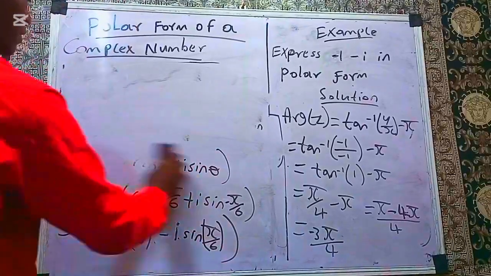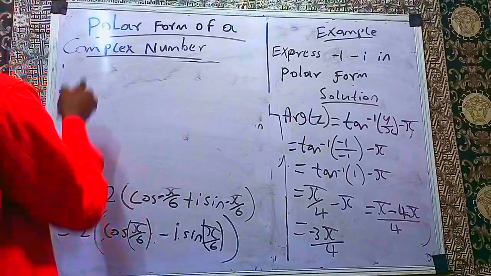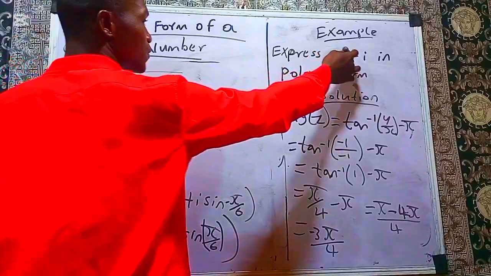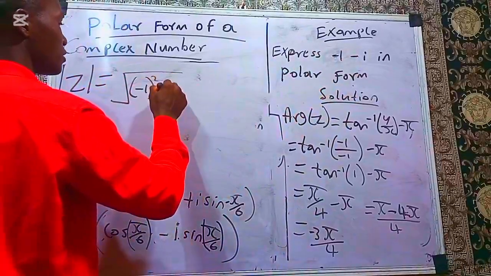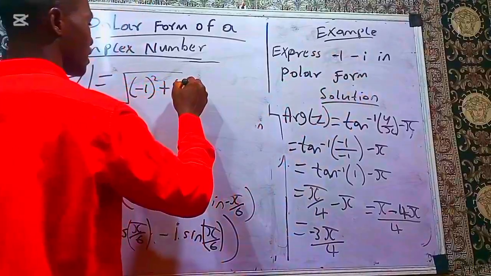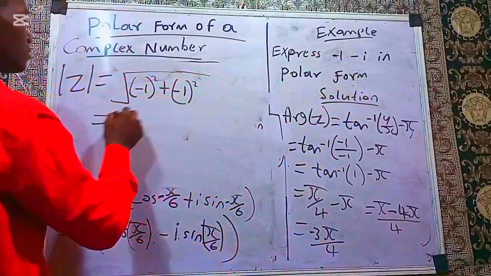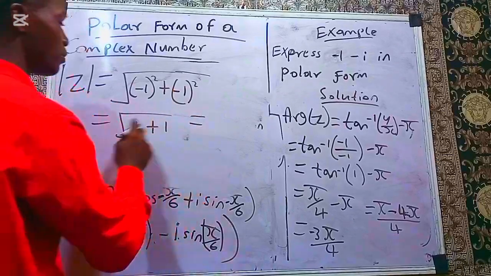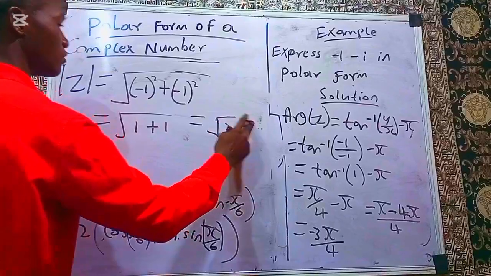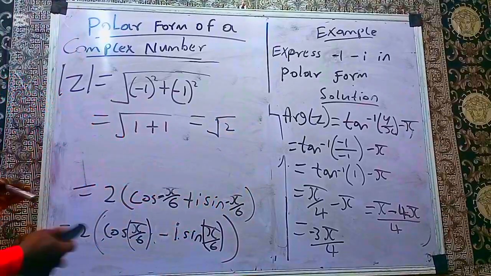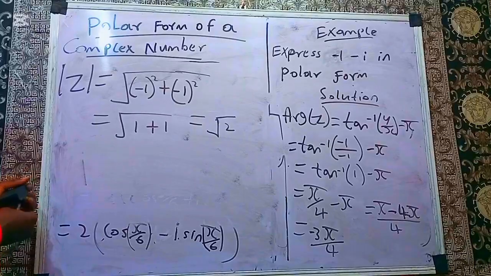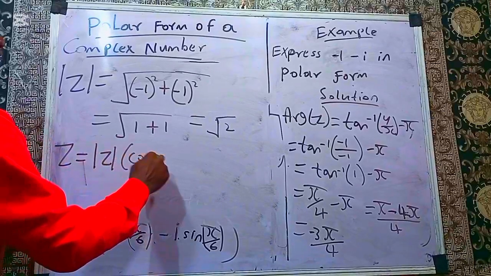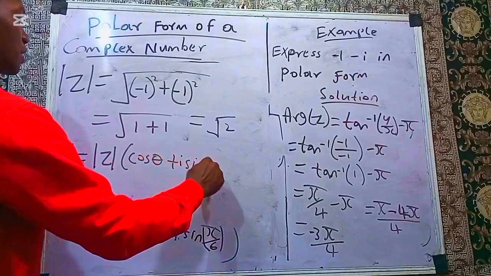So can we get the modulus of z? Let's get the modulus of z. Modulus of z is equal to the square root of the real part squared, the real part is -1 squared, plus the imaginary part squared, the coefficient of i squared. So -1 squared is 1, -1 squared is 1. So 1 plus 1 is 2. So the square root of 2 is the modulus. So there, complex number z is equal to modulus of z into cosine theta plus i sine theta.